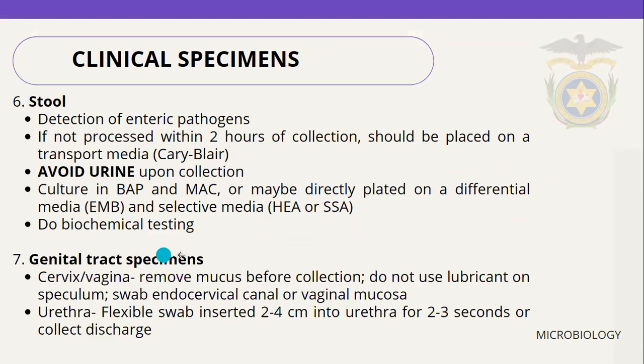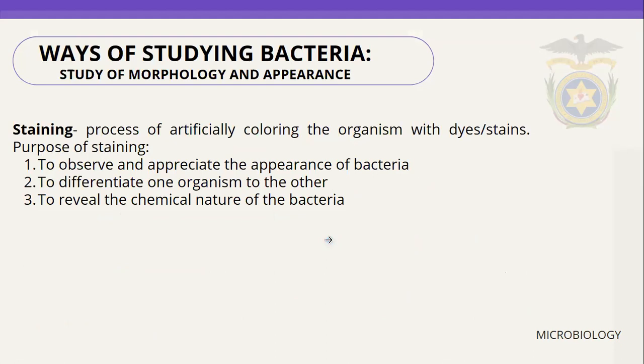Our next one is the genital tract specimen. For cervix or vagina, when we collect specimen, we should remove mucus before collection. Do not use lubricant on the speculum, and swab in the cervical canal or vaginal mucosa. Meanwhile, when we collect specimen from the urethra, we should use a flexible swab, inserted 2 to 4 centimeters into the urethra for 2 to 3 seconds, or simply collect the discharge. So that's it for our clinical specimens.